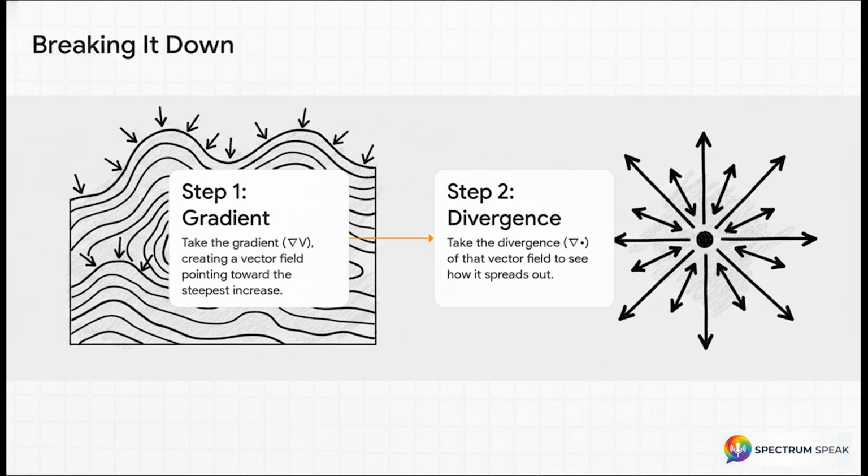Step 1, you take the gradient of your scalar field. Now remember, the gradient just gives you a vector field, where all the little arrows point in the direction of the steepest climb, like arrows showing you the fastest way up a hill. Step 2, you take the divergence of that new vector field you just made. And the divergence, that just tells you if those arrows are spreading out from a point or converging into it.